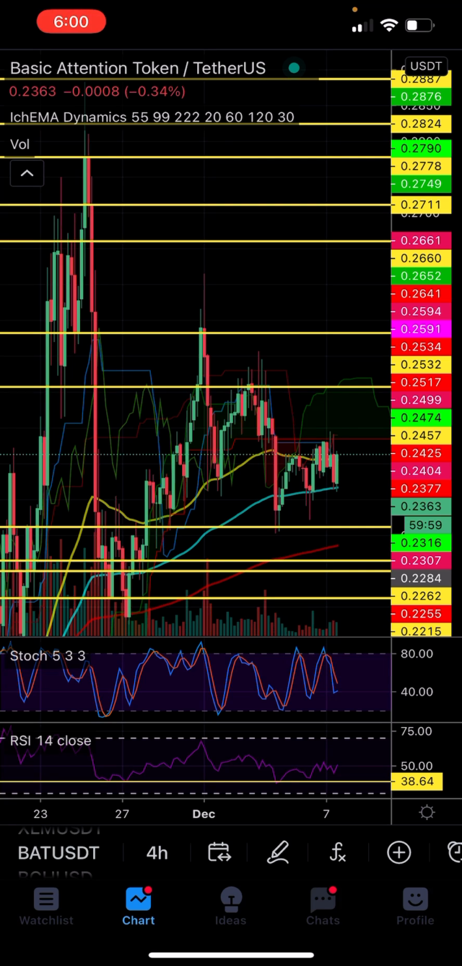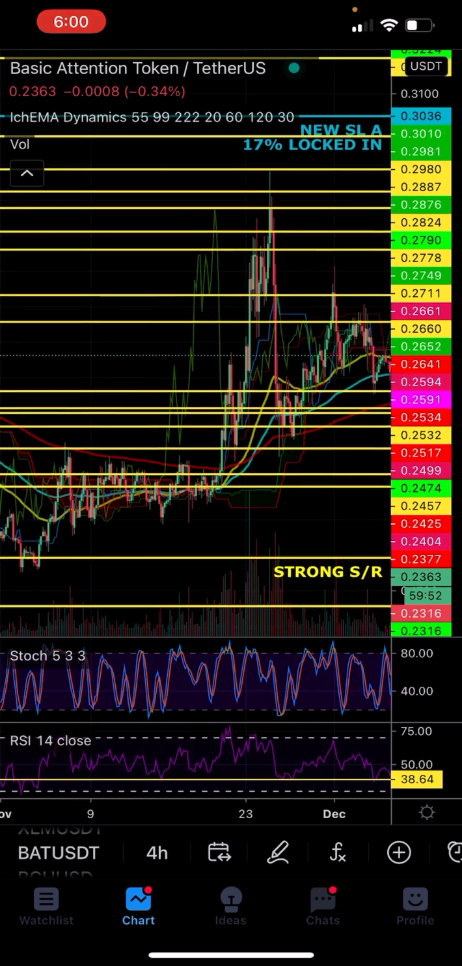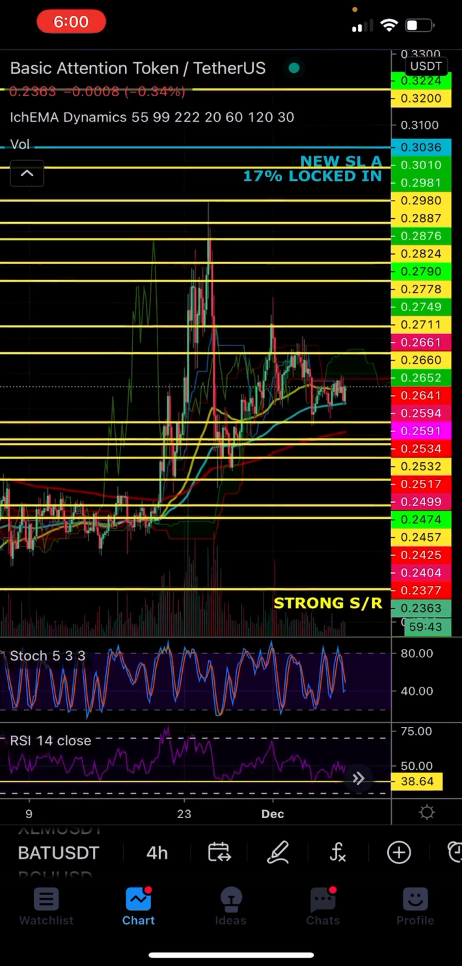Anyway, I was looking at a bunch of alts, and I stumbled upon BAT. Now, I haven't traded BAT lately. I used to hate it. It screwed me over a bunch of times. Then I did really well. I actually made some really good analyses of late on BAT. I just didn't enter trades.